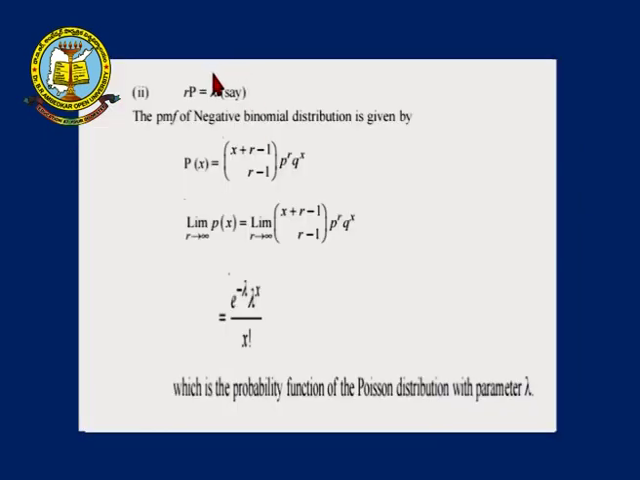So, that is rp is equal to lambda, say. Then the probability mass function of the negative binomial distribution is given by this one. If you apply the limit, then the negative binomial distribution changes to e to the power of minus lambda, lambda power x by x factorial, which is the probability mass function of the Poisson distribution with parameter lambda. So, finally, we conclude this session today.